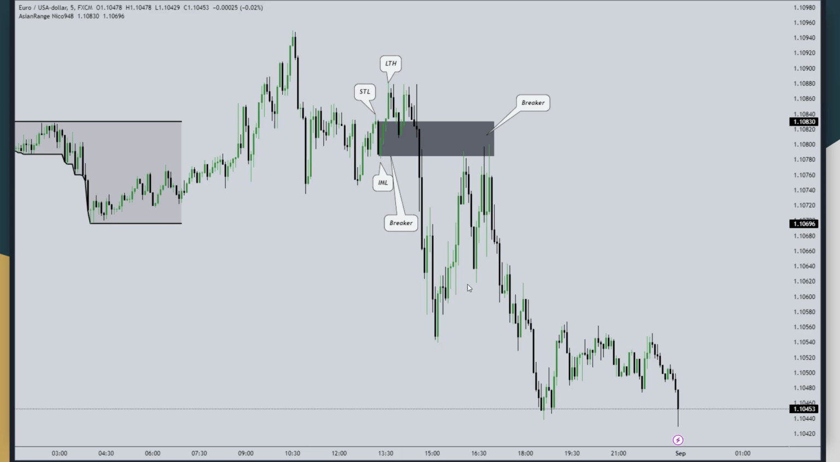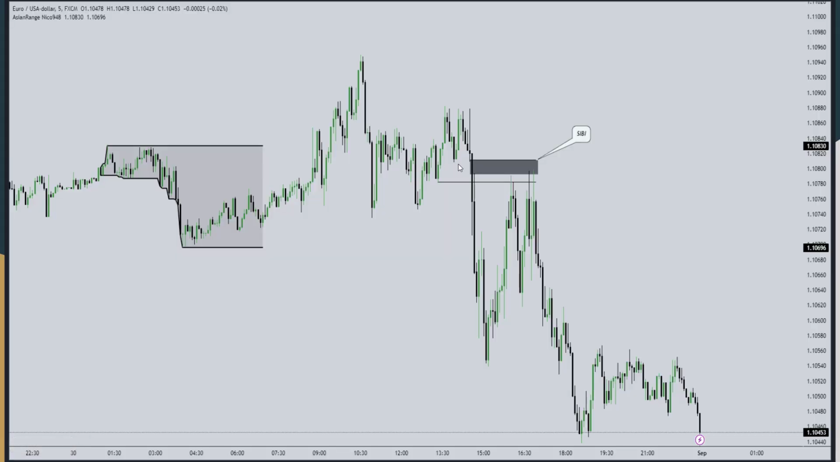Alright, and the first PD array in this PDMA matrix is actually this breaker block, where you have overall a short-term high, you have an immediate low, and then you have a long-term high. Alright, this high, low, higher high creates a breaker block, meaning this is the breaker. And here's the breaker once again.